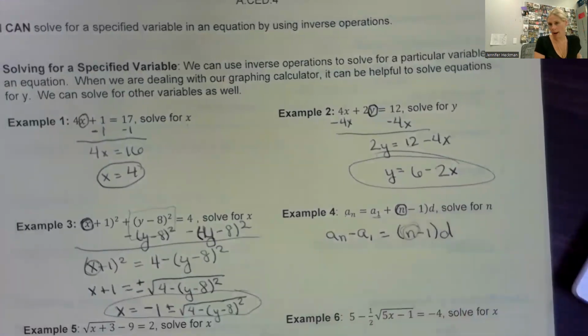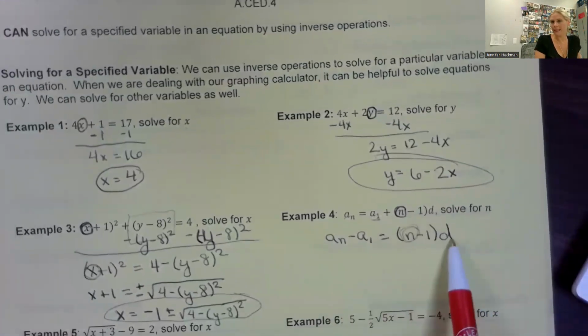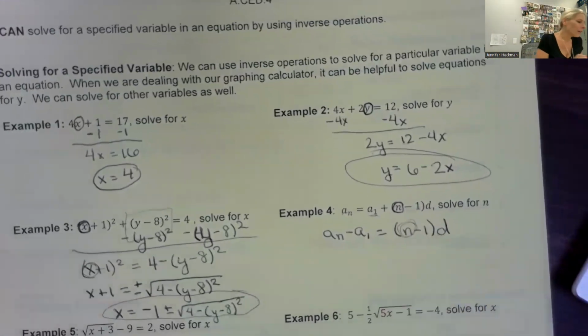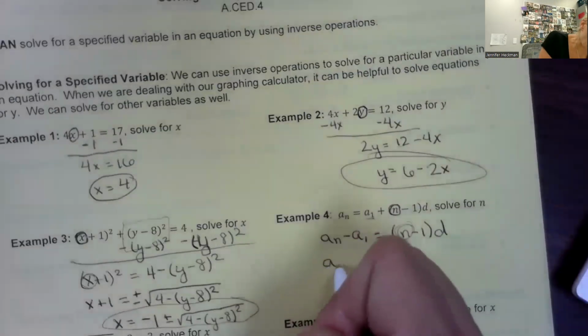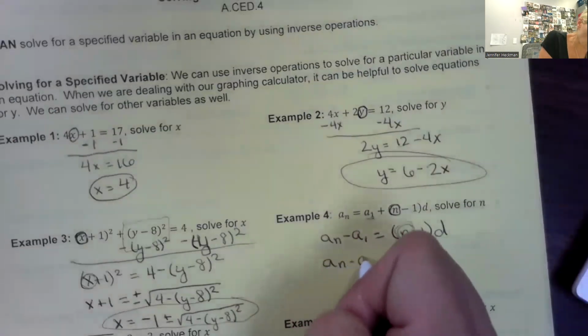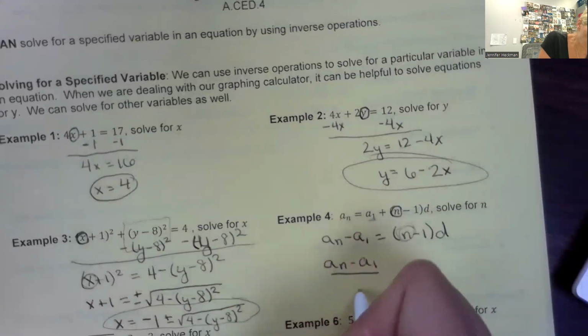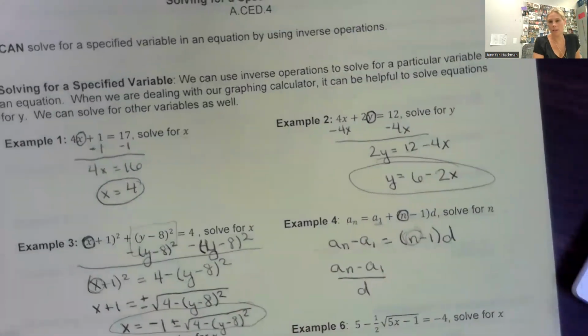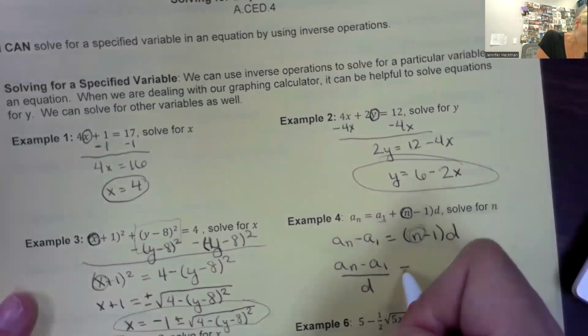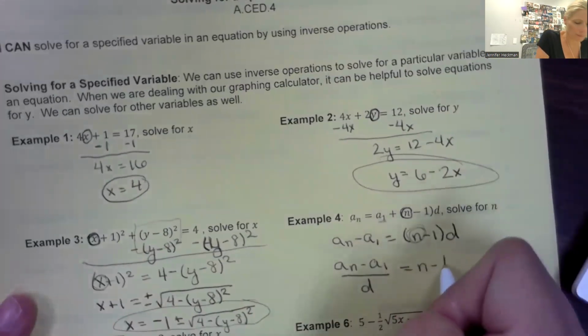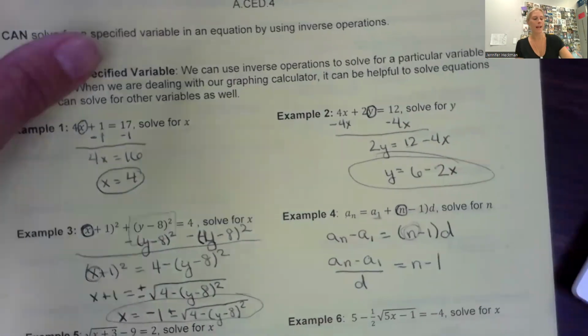All right, we're still solving for n here. So what's furthest away? That d is. What is d doing? It's multiplying. How do you get rid of that d? Well, to get rid of that d, we subtract. No, talking too fast, right? It's multiplying. What's the opposite of multiplying? Dividing. So a subscript n minus a subscript 1 divided by d, make sure all of it's under there, equals n minus 1.